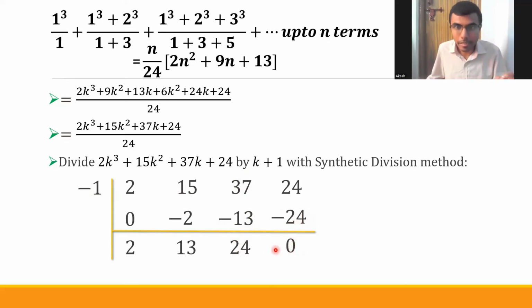If you do everything right here, you should get a 0. If you're not getting it, that means somewhere you made a mistake. You need to check the method.